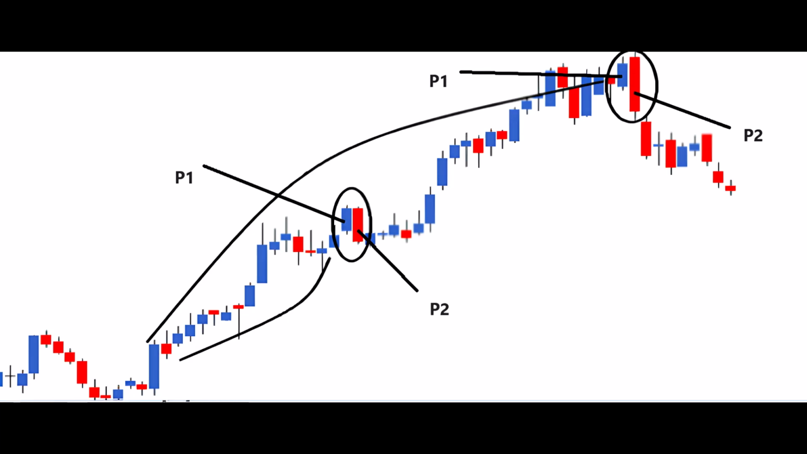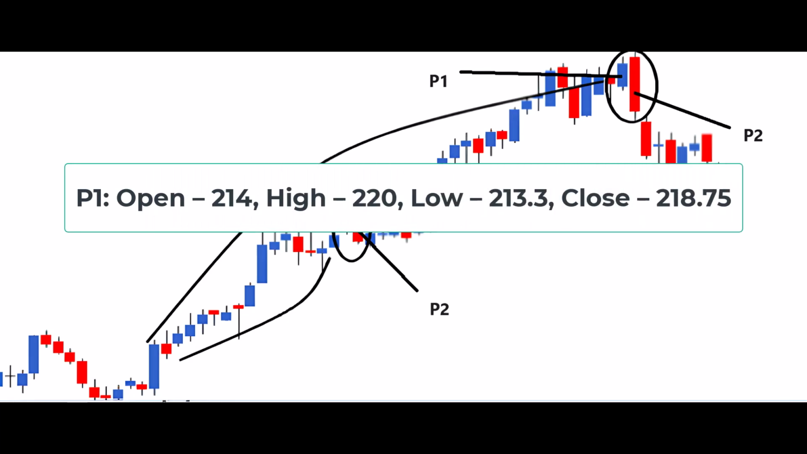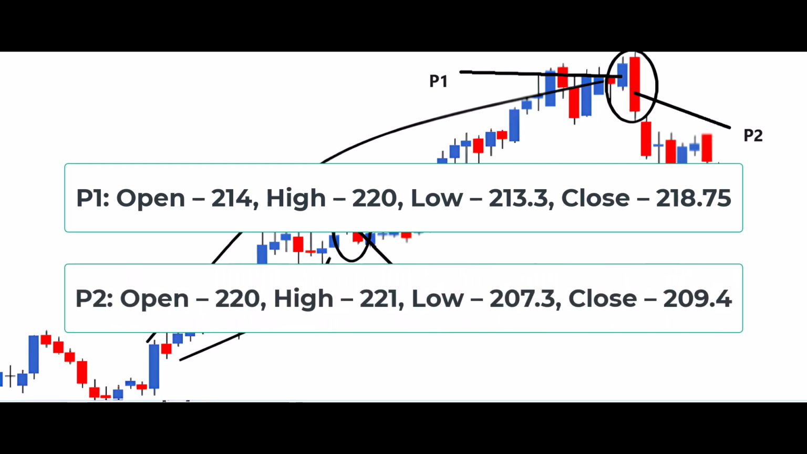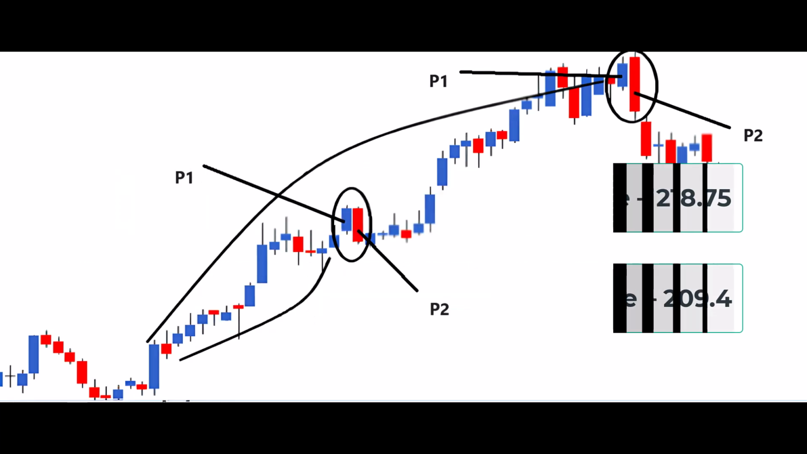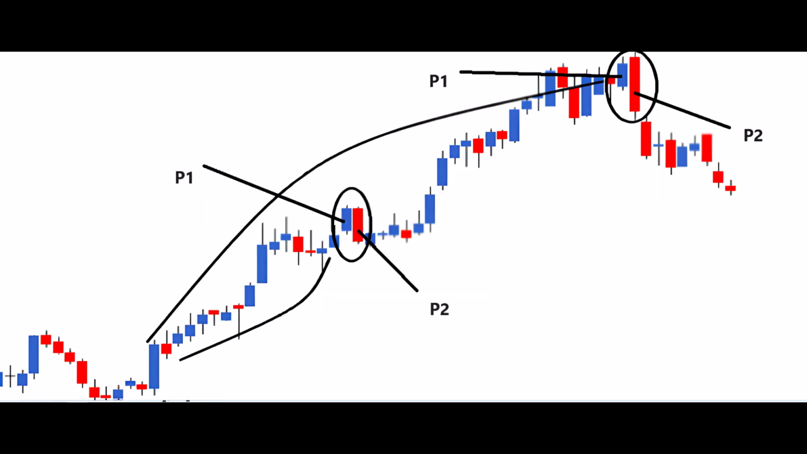Examining the OHLC data for the second bearish engulfing pattern at the top end of the chart. P1: open 214, high 220, low 213.3, close 218.75. P2: open 220, high 221, low 207.3, close 209.4. The trade setup for the short trade, based on the bearish engulfing pattern, unfolds as follows.